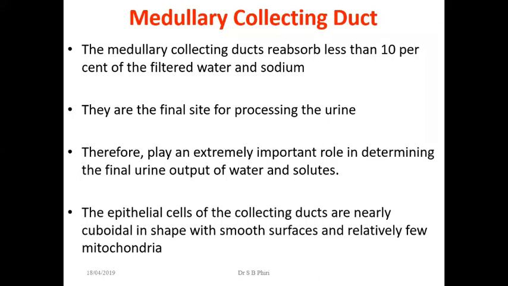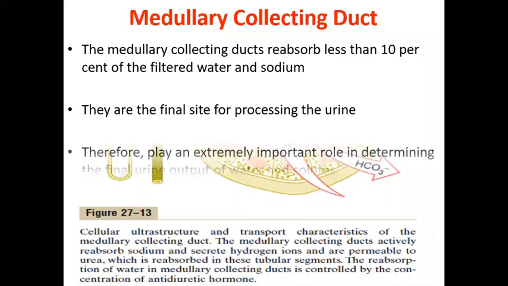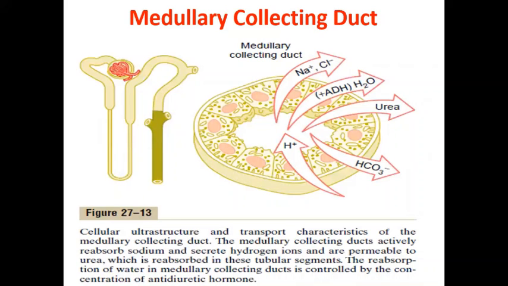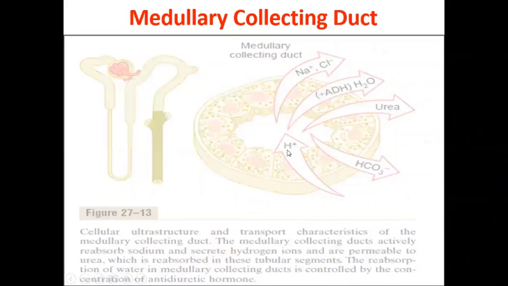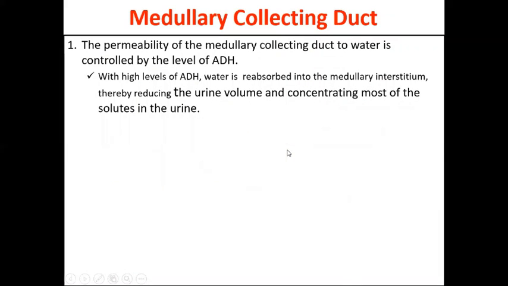So the epithelial cells of the collecting ducts are nearly cuboidal in shape with smooth surfaces and relatively few mitochondria. So they have a bit of mitochondria because they're involved in active transport of these solutes and later on reabsorption of water. So you can see the medullary collecting duct is responsible for reabsorption of sodium and chloride. Under the influence of ADH, there's reabsorption of water. There is also reabsorption of urea. Okay, so we said 50% of urea is being reabsorbed here. And then there is reabsorption of bicarbonate. There is secretion of hydrogen ions. So it's also involved in acid-base regulation or balance.